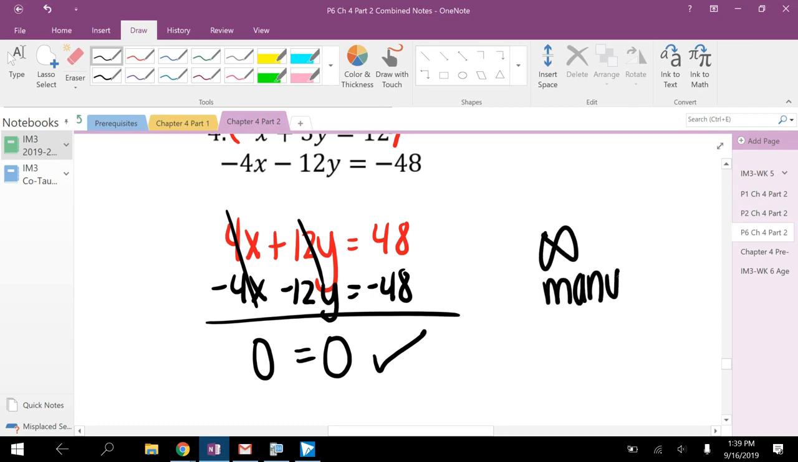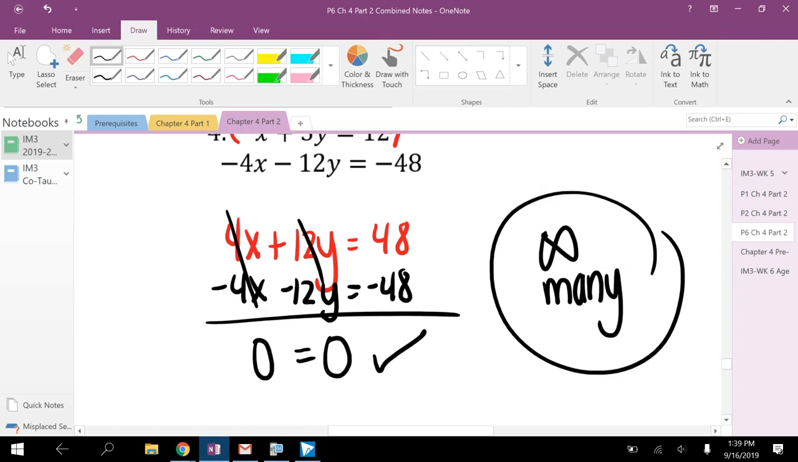You could just write that symbol if you want. Okay, so like if you got 8 equals 8, that's a true statement. It'll always work out. That's why it's infinitely many solutions. That means that any number in the world will work. Remember, it's just one line then.